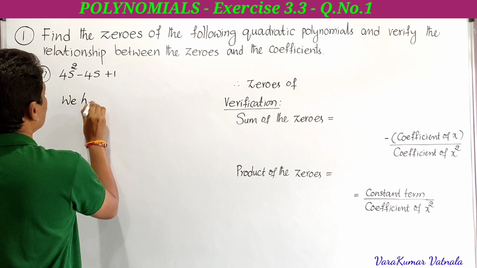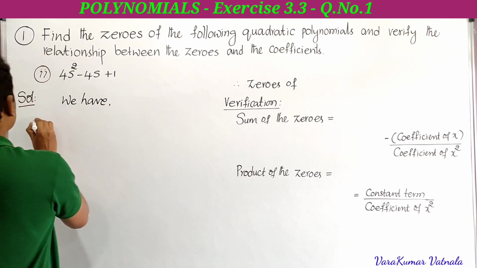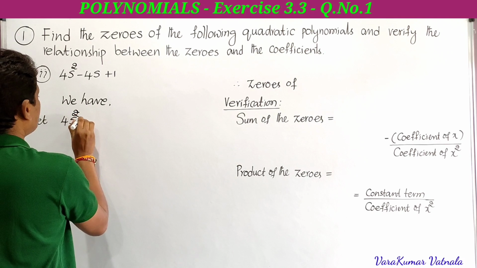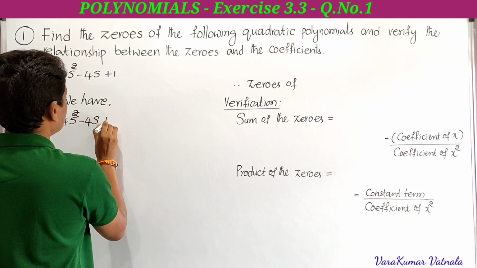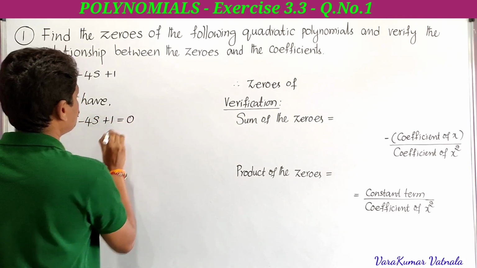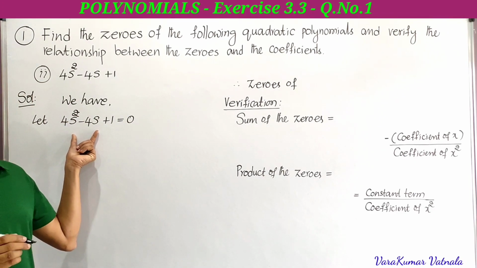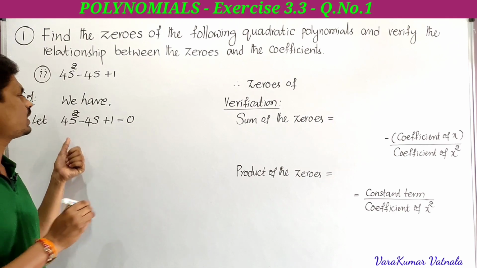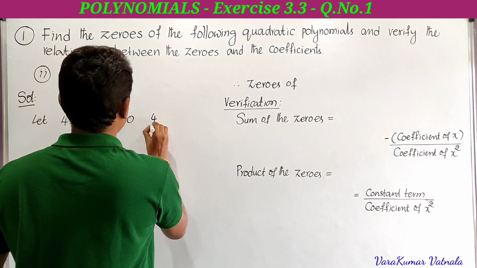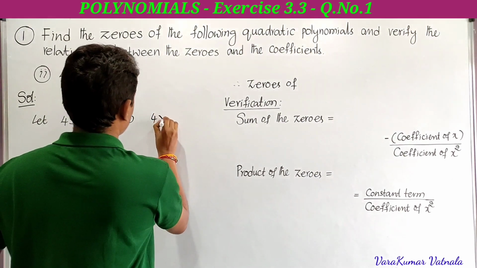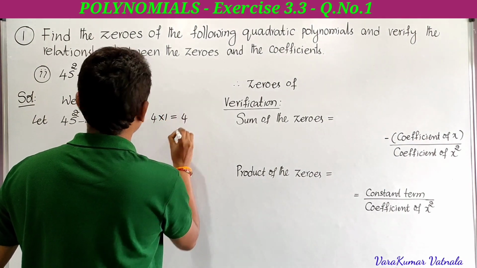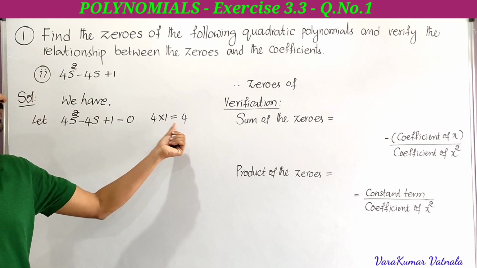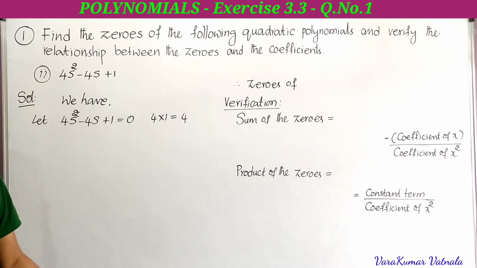So let 4s square minus 4s plus 1 is equal to 0. So now we have to find the factors by splitting the middle term. Here the coefficient of s square is 4 and the constant is 1. 4 into 1 is equal to 4. So now we have to select two factors for 4. Their product should be plus 4 but their sum should be minus 4.